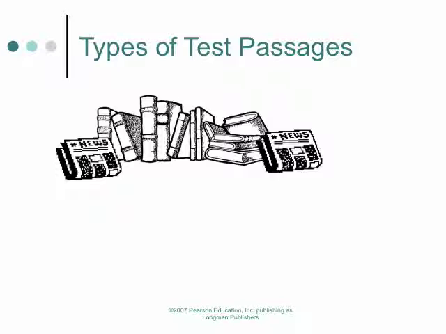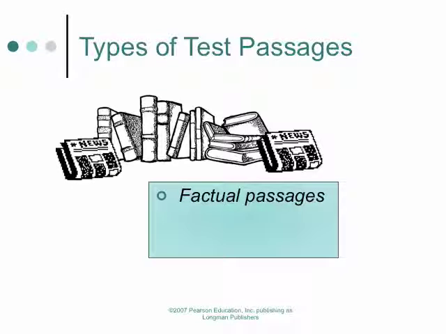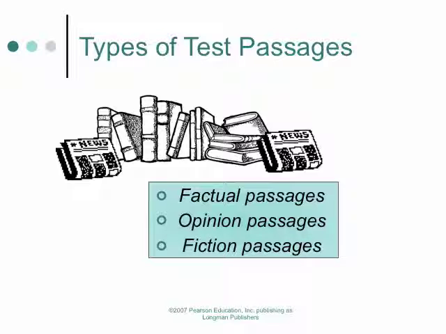Types of test passages. Now that we've talked about the various questions that are super common in standardized tests, what types of test passages will you typically be reading? Well, factual passages: information that has to do with facts and statistics. Opinion passages: maybe they're editorials or essays. Or short stories, or fiction passages, meaning passages that are not real. They're not based on any type of facts or statistics, they're storytelling, and this is usually associated with novels, or it could be essays or short stories as well.